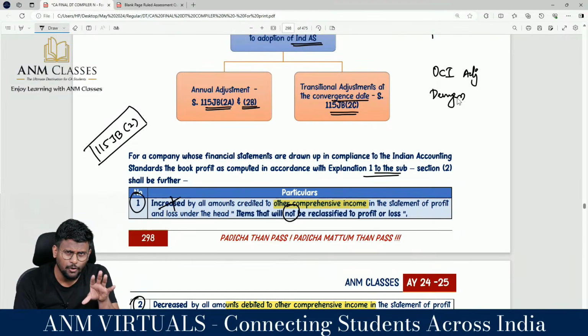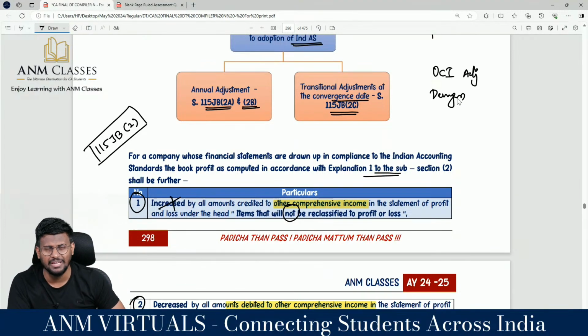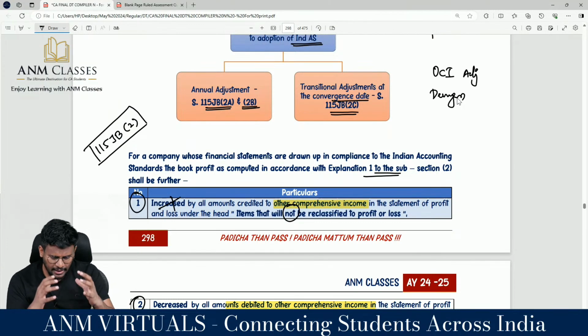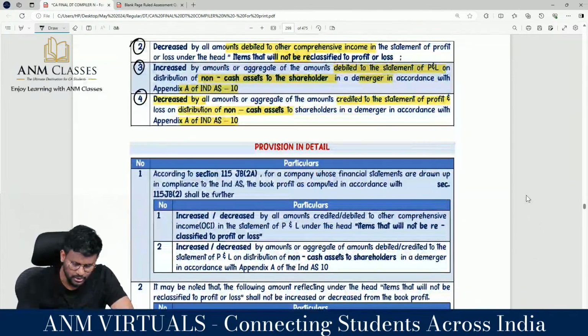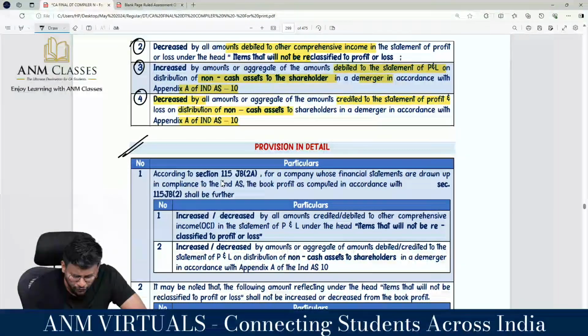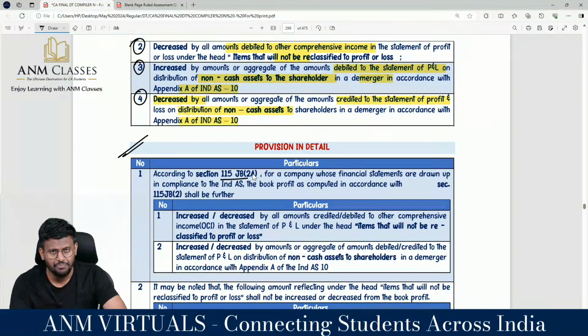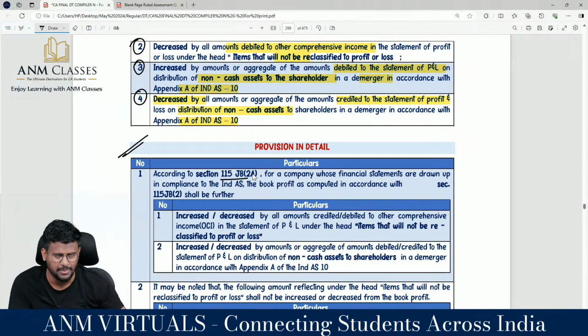Sir, because of lower settlement to the shareholders at the time of demerger, if that amount has been credited to the P&L account, my dear lovable students, then that amount should be reduced from the P&L account. So we are going to do the provisions in detail, in depth. According to 115JB subsection 2A, I already said that 3 sections are there: 115JB subsection 2A, 115JB subsection 2B, 115JB subsection 2C.